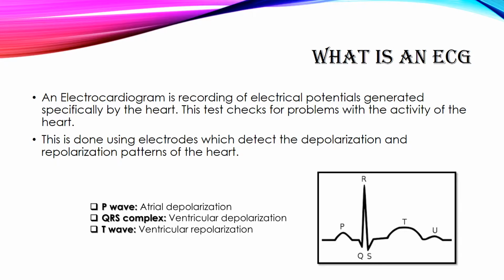An electrocardiogram is a recording of electrical potentials generated specifically by the heart. This test checks for problems with the activity of the heart, where we get to see the depolarization as well as repolarization of the heart.